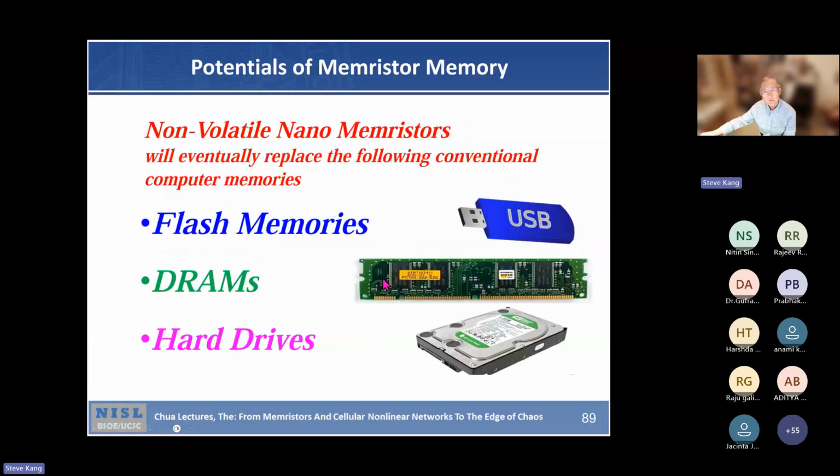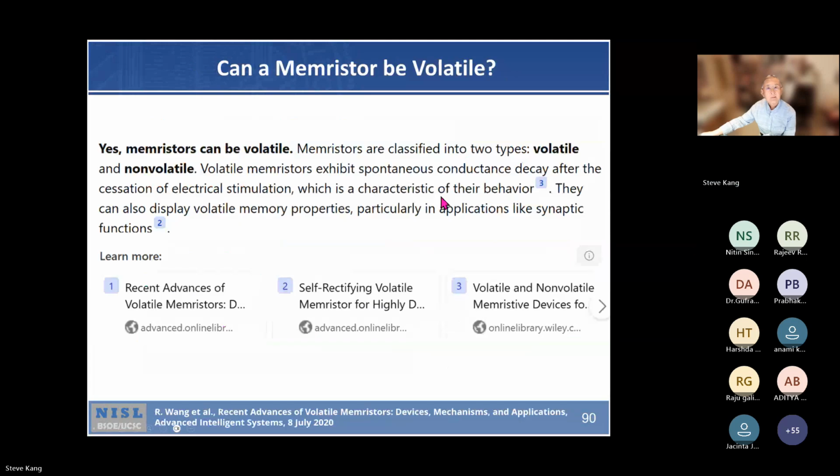So the question is, can you replace that with a Memristor? It's a possibility. So people are working on it, right? The potential of a Memristor to replace USB. Can a Memristor be volatile? Is it always non-volatile? The answer is yes, it can be volatile.